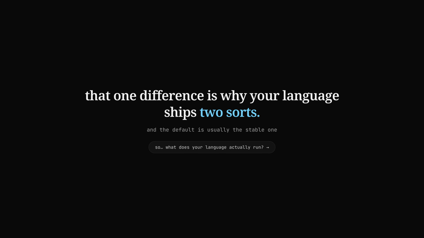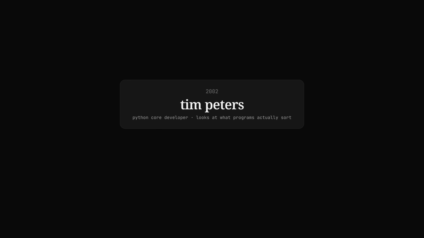Which brings us, finally, to what your language actually runs. 2002. Tim Peters, a Python core developer, looks at what Python programs actually sort, and notices it is almost never random. Logs are nearly sorted. Files arrive in sorted chunks. Somebody appended to a sorted list. So he builds a merge sort that exploits that.